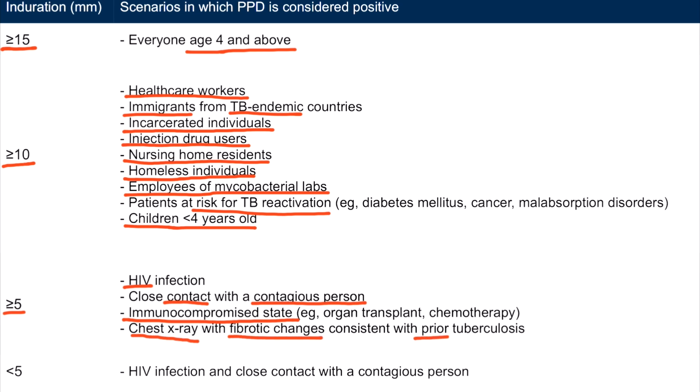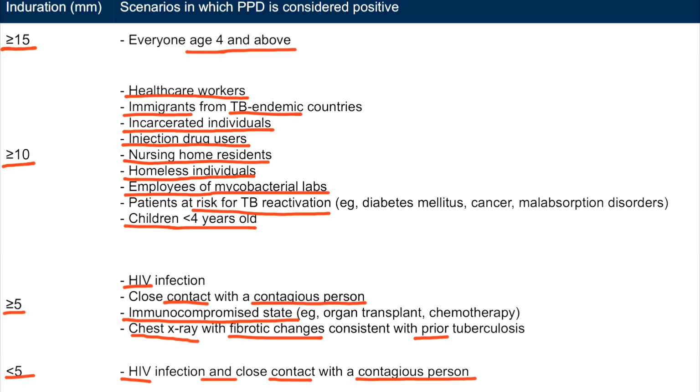Lastly, an induration of less than 5 millimeters is considered positive only in patients who have an HIV infection and recent close contact with a contagious person, which is a person with active pulmonary tuberculosis who has been coughing or sneezing. This table undoubtedly looks intimidating to memorize, but most of it should make intuitive sense. A 15 millimeter cutoff can be applied to pretty much anyone.